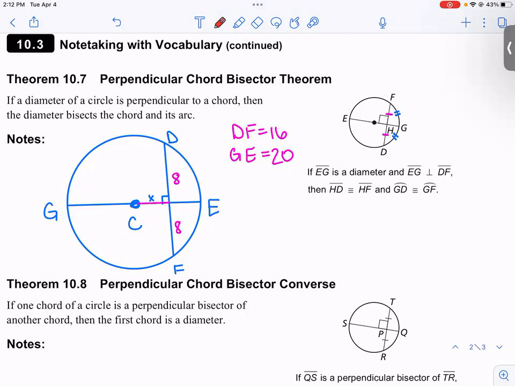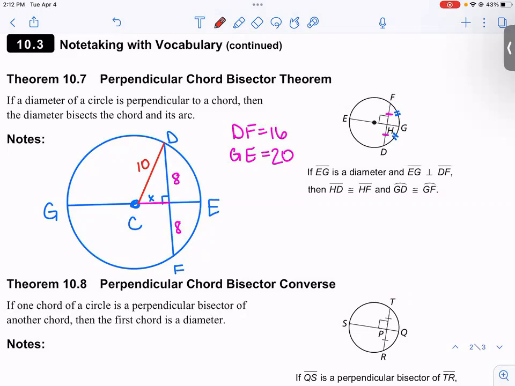Okay, I'm gonna go C to D because I have more room that way. But we know that each radius is 10. Since GE is 20, GE is our diameter. So I know each radius is 10. So Layla said, hey, draw in a radius. And now we have a right triangle.